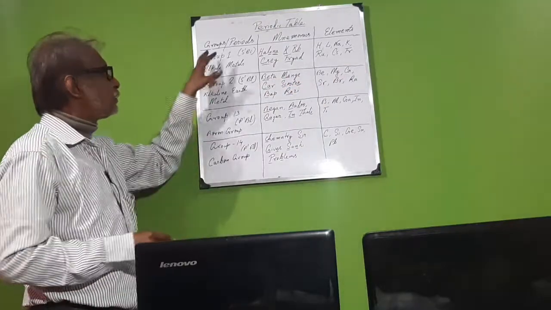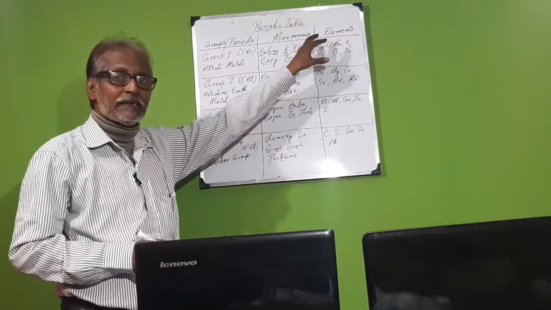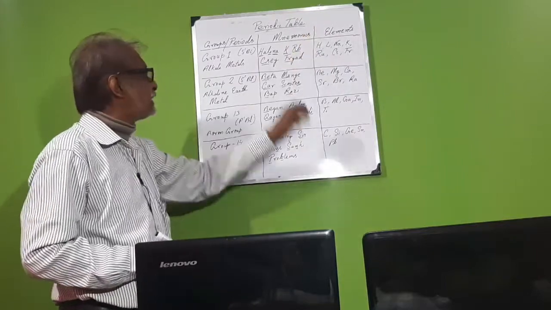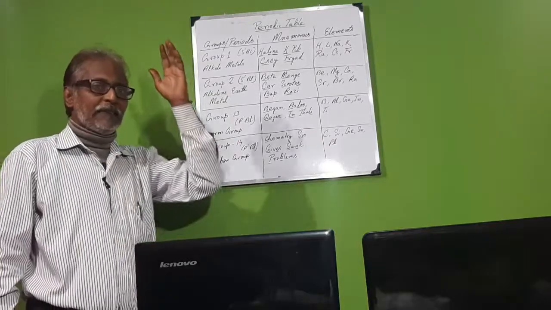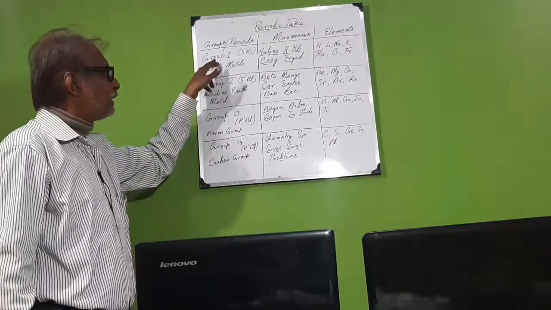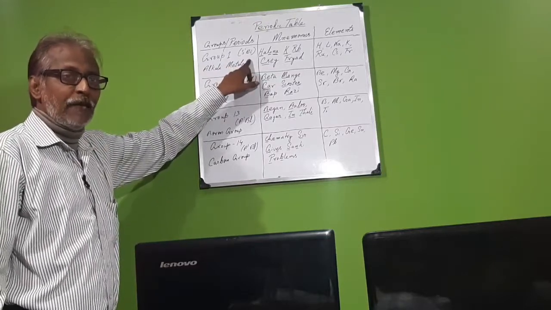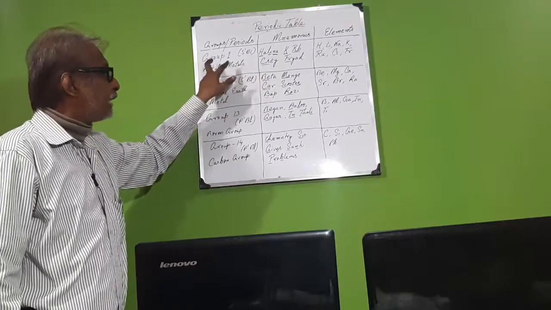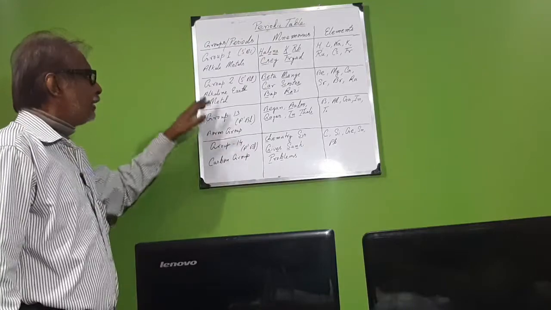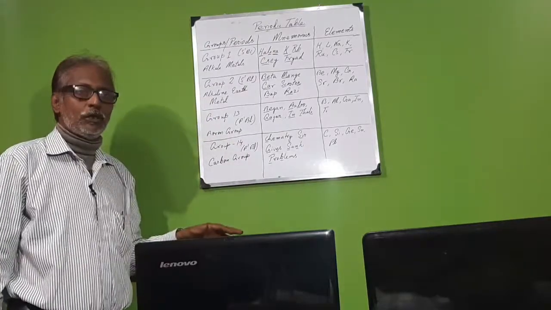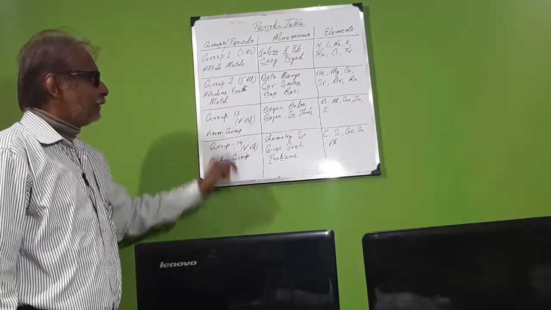So group 1 is the alkali metals. These have the same chemical properties, and they belong to the extreme left-hand side of the periodic table, the first group, the S block. Those who are in class 11 and 12 know the SPDF blocks. Now coming to the next group, group 2. This is also an S block, and it is known as the alkaline earth metals.